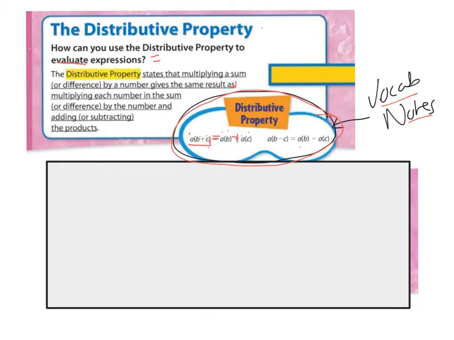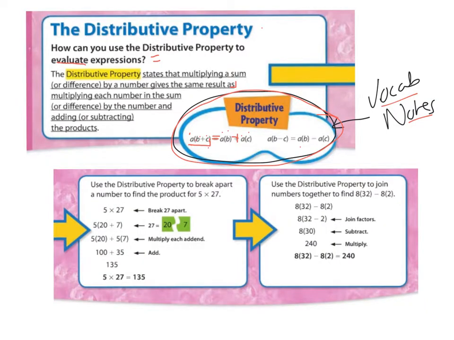All right, let's see what's under here. So to give you an example that you don't need to write down, we're going to use the distributive property to break apart a number to find the product for 5 times 27. The whole point of why we're using the distributive property, the whole point of this lesson, is to make it easier for you to think about math, or for you to be able to do it in your head. So first, let's try to break 27 apart to use the distributive property. So see how now they broke it to 20 plus 7.